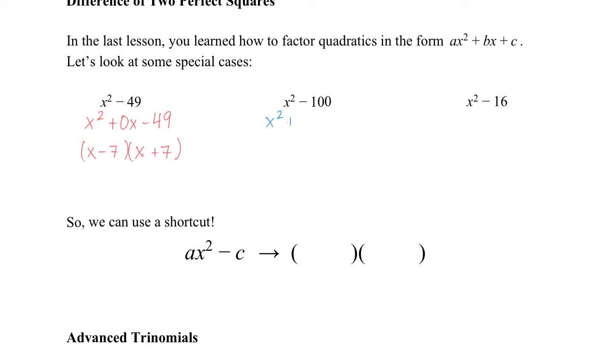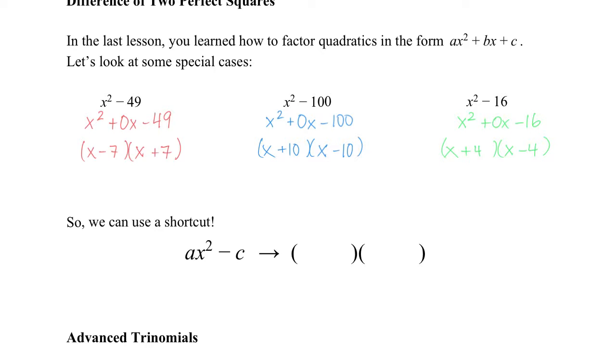Let's do the same thing. Let's add 0x, since that middle term is missing. X times x gives me x squared. Two numbers that multiply to negative 100 and add to 0. Turns out, plus 10 and minus 10. You're already starting to see the pattern, but let's do one more. X squared plus 0x minus 16. X times x gives me x squared. Two numbers that multiply to negative 16 and add to 0. Turns out it's going to be plus 4 and minus 4.